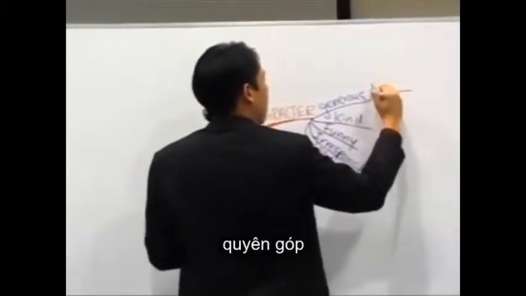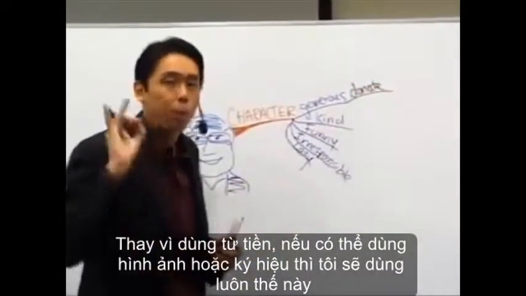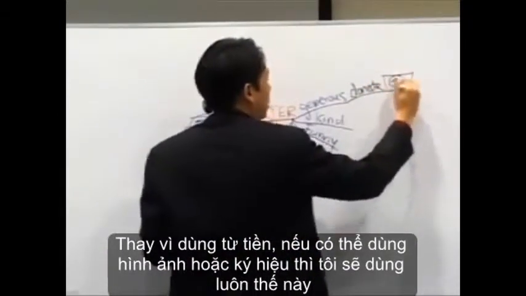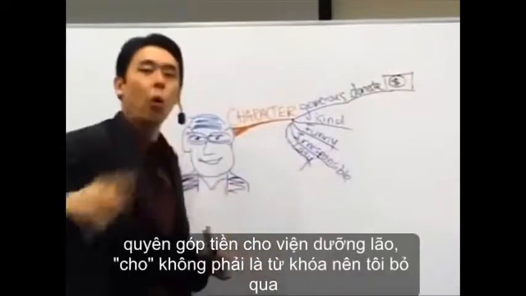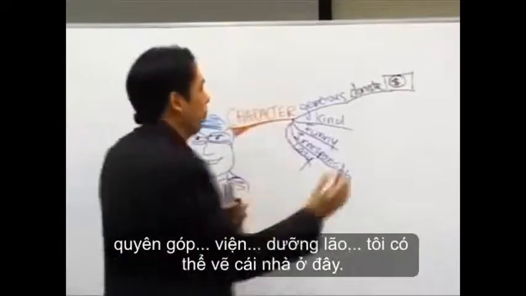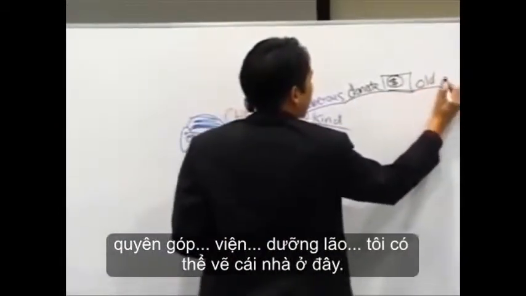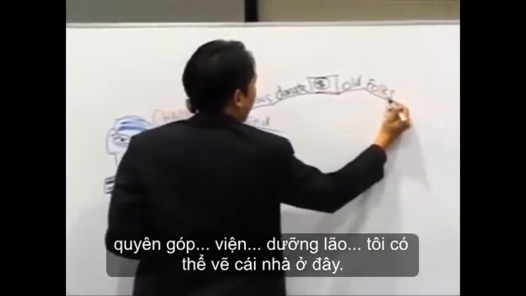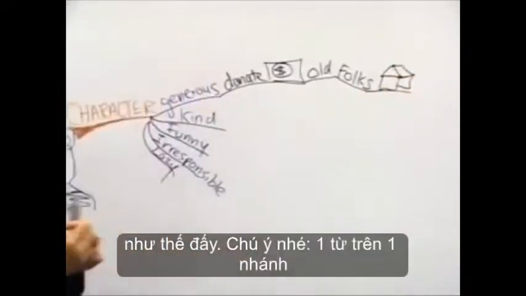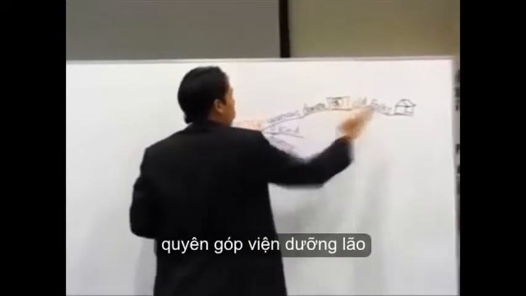Donates. Now again, instead of using the word money, whenever you can use a symbol or picture, do so. So instead of writing the word money, I'll put down this. Donate money to the old folks home. Again, must we write down "to the"? No, it's a non-keyword, so just write down old folks home. So donate money, old folks, and home. You can draw a little house to represent it. You see that? So once again, one word, one line. Donate money, old folks home.